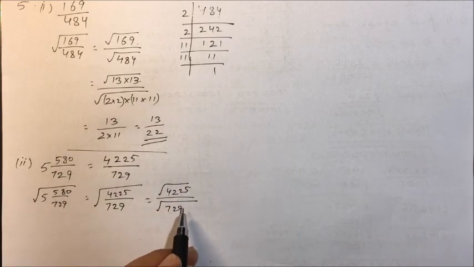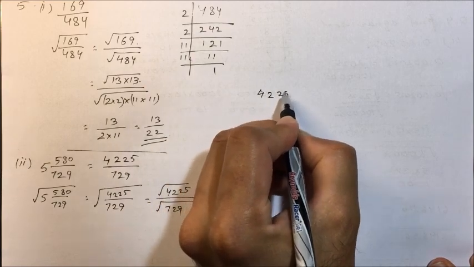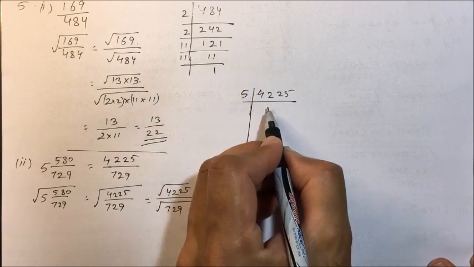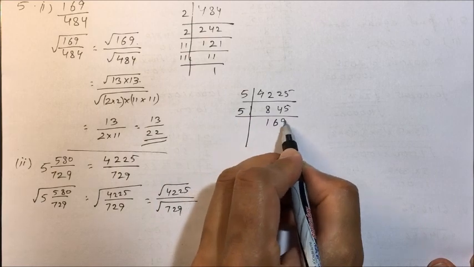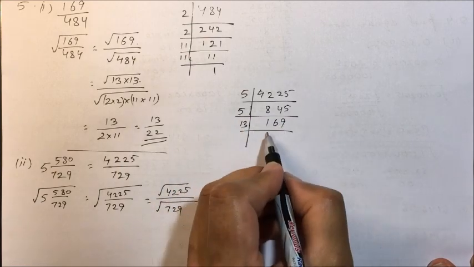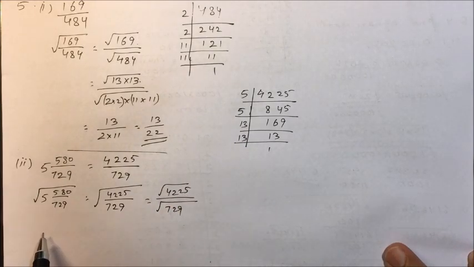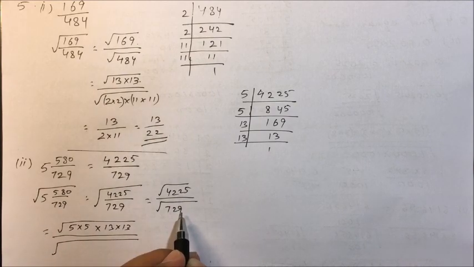So square root we will calculate. First we will factorize 4225. With 5 it will be 845, again 5, 169. 13 square is 169. 13, 13, 1. So 4225 can be written as root of 5 into 5 into 13 into 13 divided by root of 729 we will be doing.